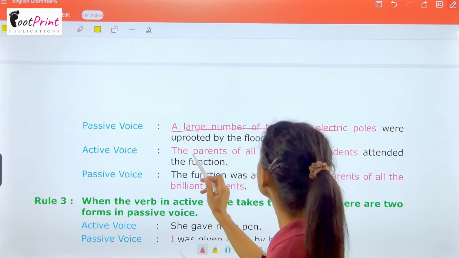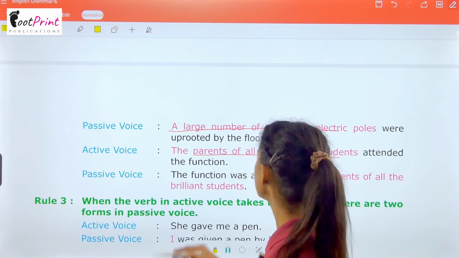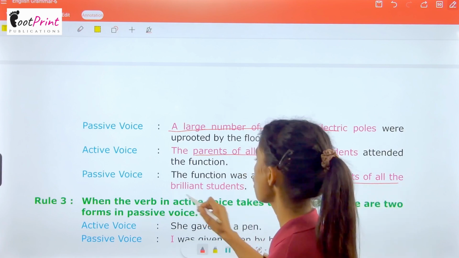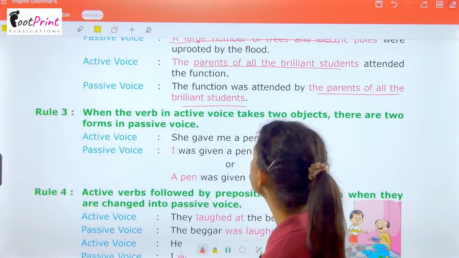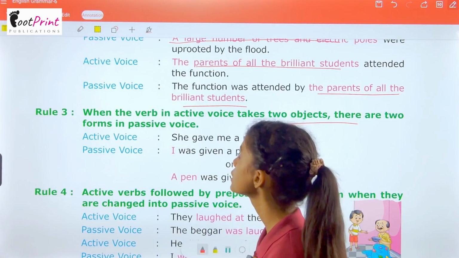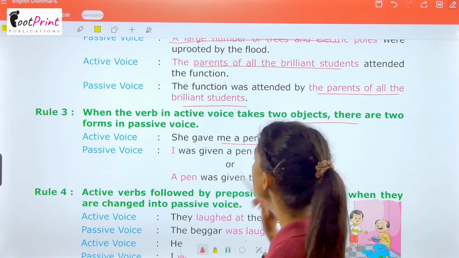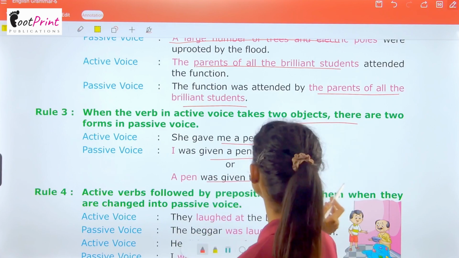Active voice: the parents of all the brilliant students attended the function. The function was attended by the parents of all the brilliant students. Now, rule 3 is when the verb in active voice takes two objects, there are two forms in passive voice. For example, she gave me a pen. I was given a pen by her, or a pen was given to me by her.